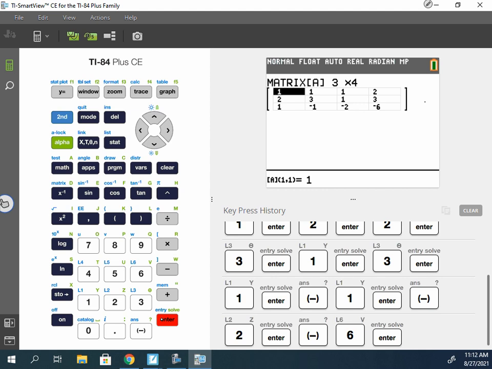Anybody have any questions on how we got to that point? Second matrix, edit, 3 by 4, and then we need to enter that in. Everybody at the same spot here, yes?